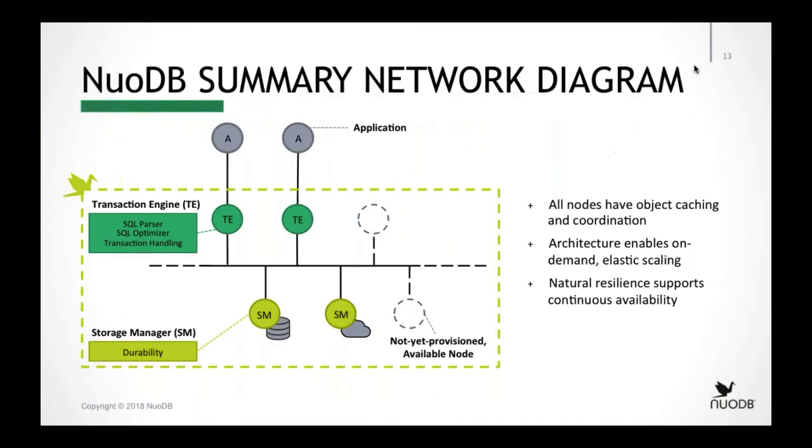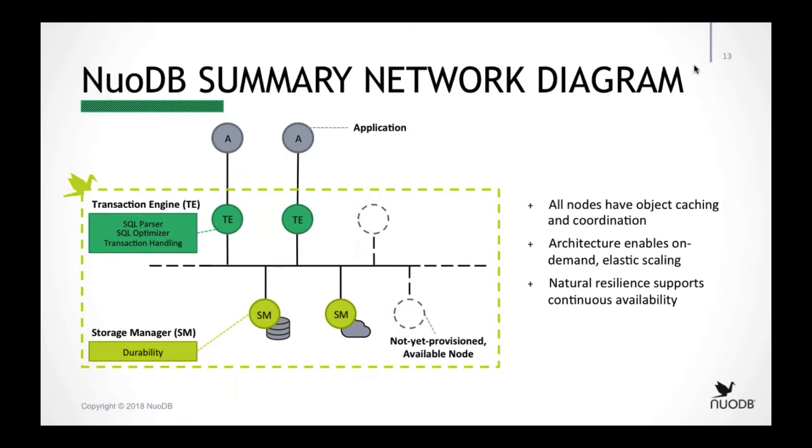From a network topology perspective, you can think of each of these circles as representing a database process. We've got the dark green transaction engine processes and the light green storage manager processes. These are all distributed across various nodes in the cluster. They're fully connected, so it's a peer-to-peer mesh between the transaction engines and the storage managers.